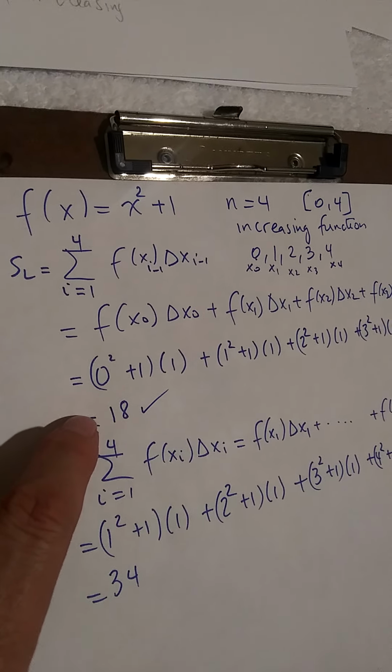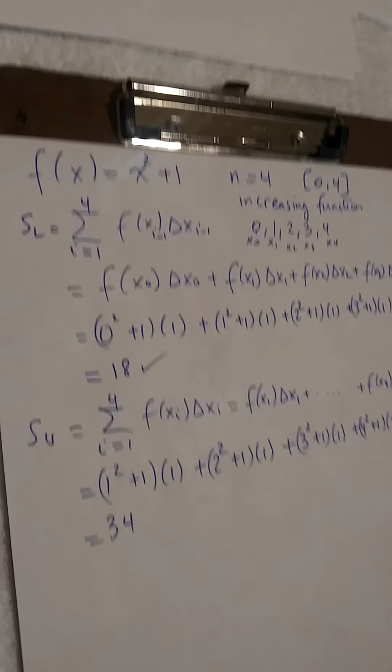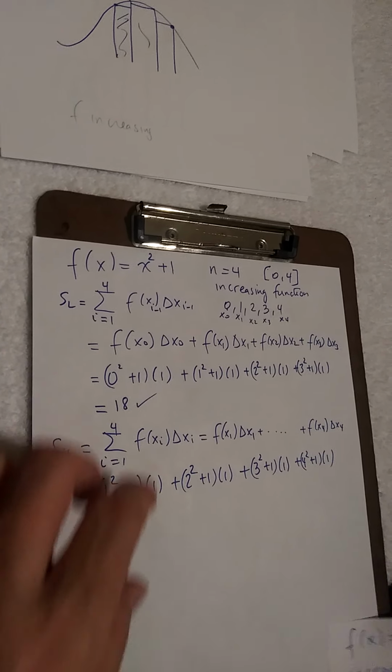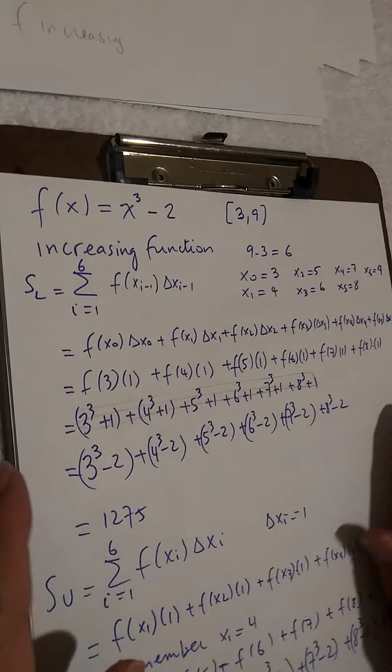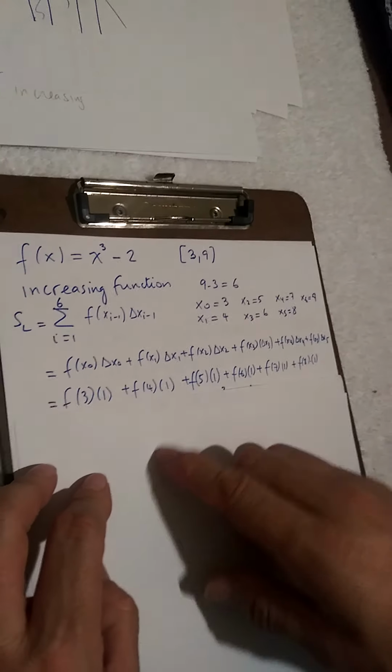This is the lower sum, and this is the upper sum. Okay, they are lower sums and upper sums of what? Of this function. Okay, here's another example. This is a good one. F of x equals x cubed minus 2 from 3 to 9.